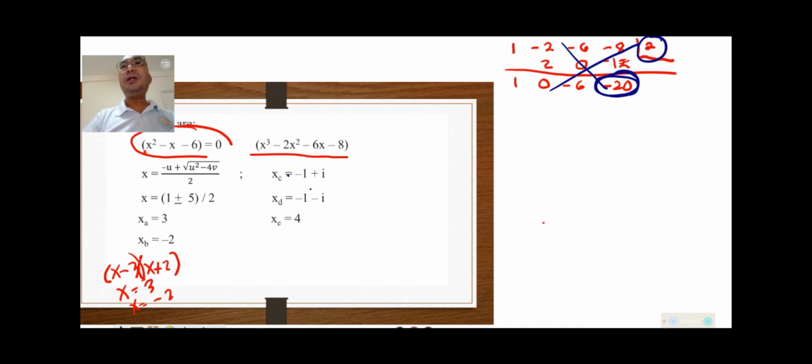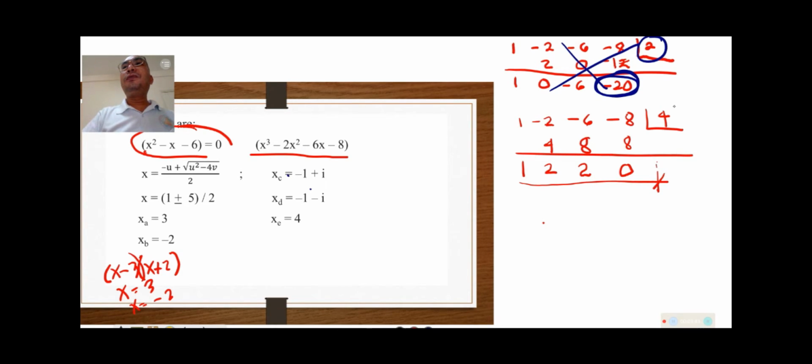So let's try 4. So 1, -2, -6, and -8. This time we will try 4. If we use 4, 1 times 4 is positive 4, -2 plus 4 is positive 2, times 4 is positive 8, -6 plus 8 is positive 2, and 2 times 4 is positive 8, and -8 plus 8 is 0. So therefore, 4 is a root, and x minus 4 is a factor of x cubed minus 2x squared minus 6x minus 8.